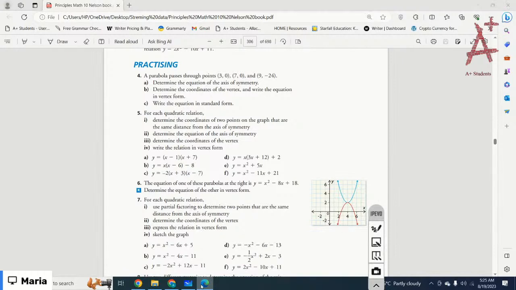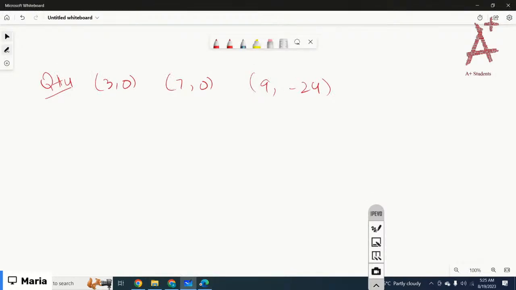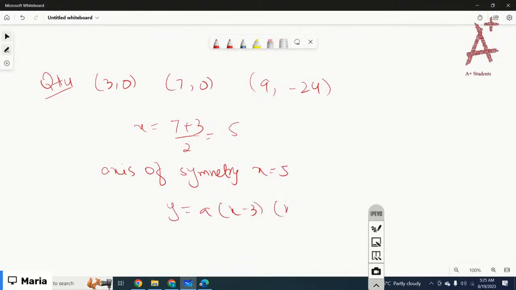So the axis of symmetry would be (7 plus 3) over 2, right? That would be 5. So the equation of axis of symmetry is x equals 5. Then you have to calculate the vertex. So you can write the equation in factored form, that would be y equals a times (x minus 3) and (x minus 7), right? Because 3 and 7 are the x-intercepts, right?